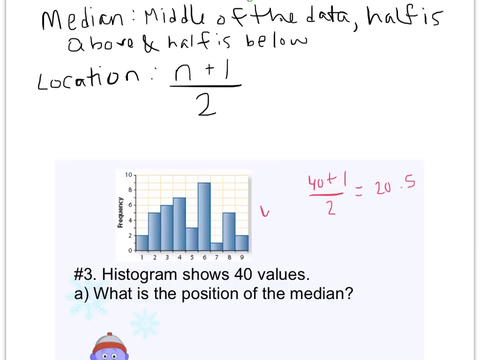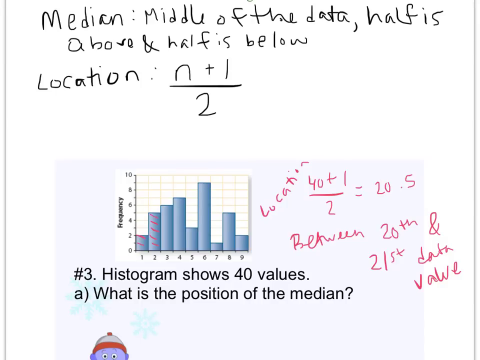This is the location of my median, meaning that the median is going to be between the 20th and the 21st data value. So I'm going to look at my histogram and look for the 20th spot. If I count them, 1, 2, 3, 4, 5, 6, 7, 8, 9, 10, 11, 12, 13, 14, 15, 16, 17, 18, 19, 20.